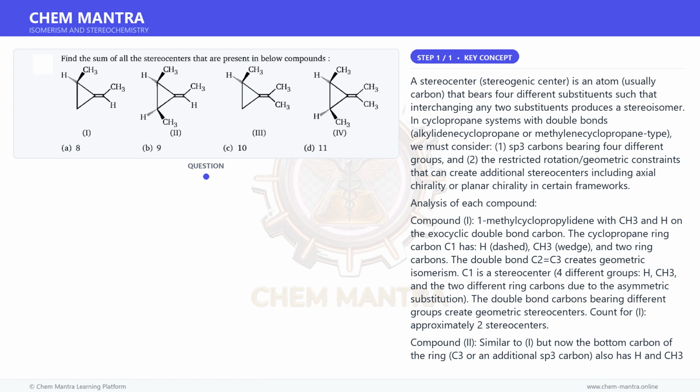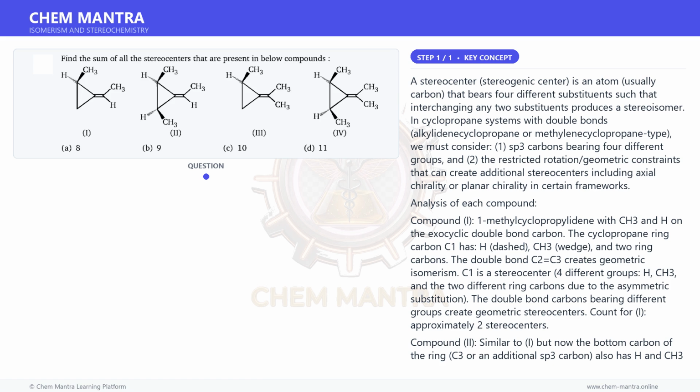C1 is a stereocenter, 4 different groups, H, CH3, and the 2 different ring carbons due to the asymmetric substitution. The double bond carbons bearing different groups create geometric stereocenters. Count for 1 approximately 2 stereocenters.